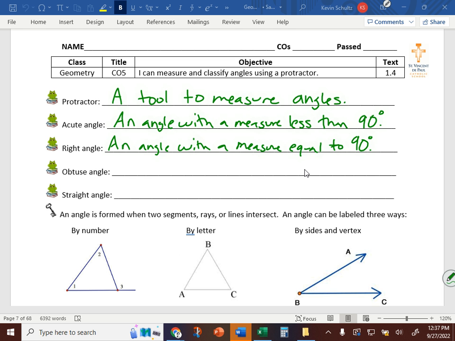Obtuse angle. This one might be a little bit tricky. Think about this one. Liesel? Is an angle that is greater than 90 degrees. And? Liesel? It has to be less than 180. 180 degrees. An angle between 90 and 180, not including 90, not including 180.